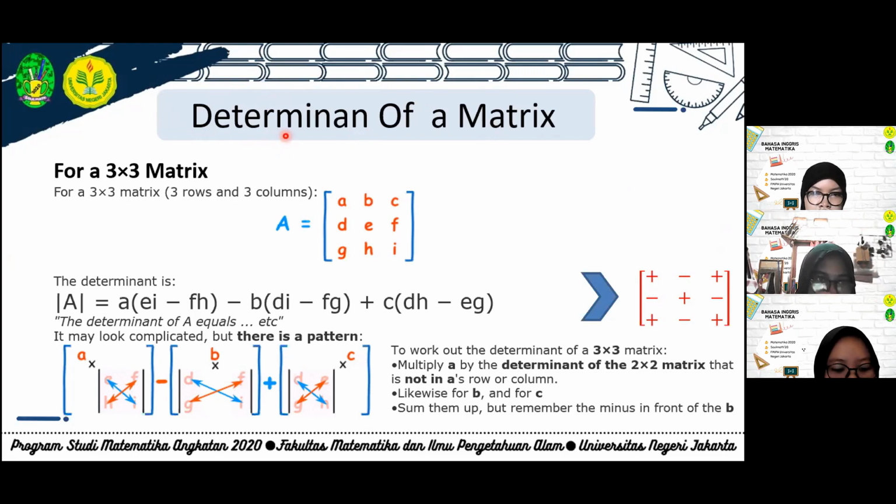And now we already know how to find the determinant of a 2 by 2 matrix, as we told you before. So the determinant of A equals a multiplied by (e times i minus f times h), minus b multiplied by (d times i minus f times g), plus c multiplied by (d times h minus e times g).